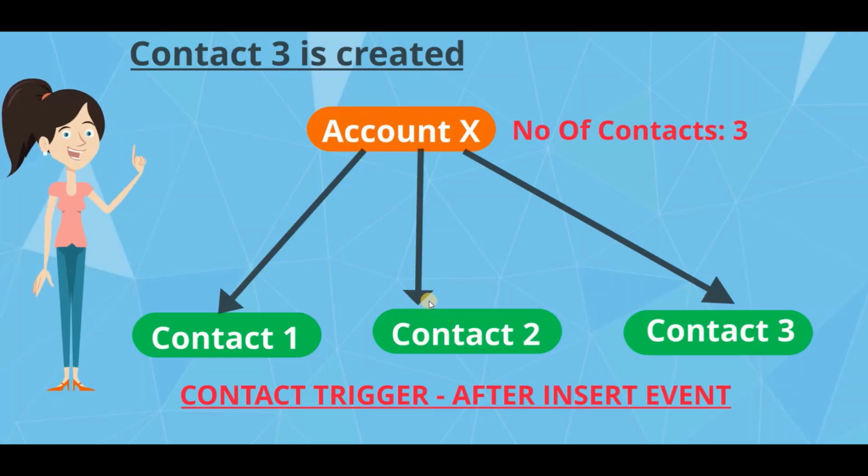So the conclusion would be whenever a contact is getting inserted, we will write our contact trigger, because whenever a contact is getting inserted itself, we actually need to do some action, right? So that's the reason we are writing on the contact trigger.